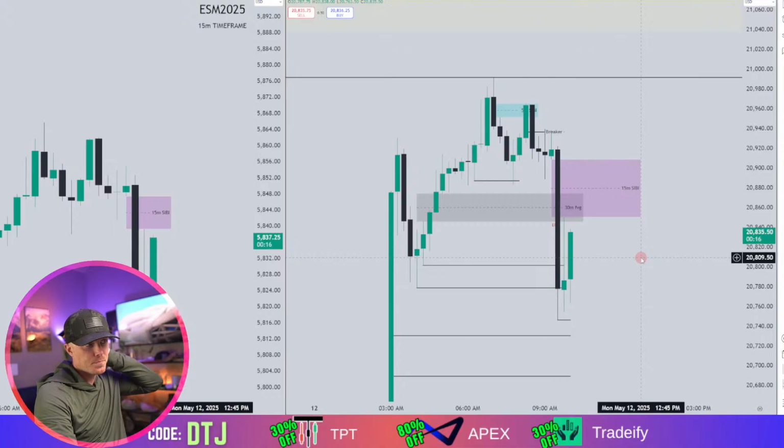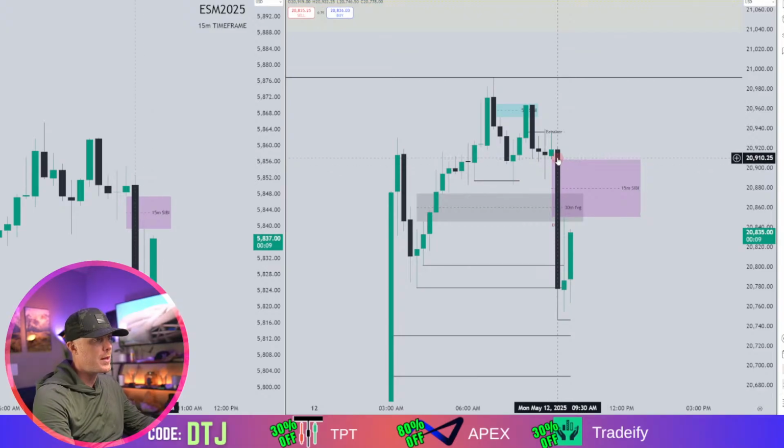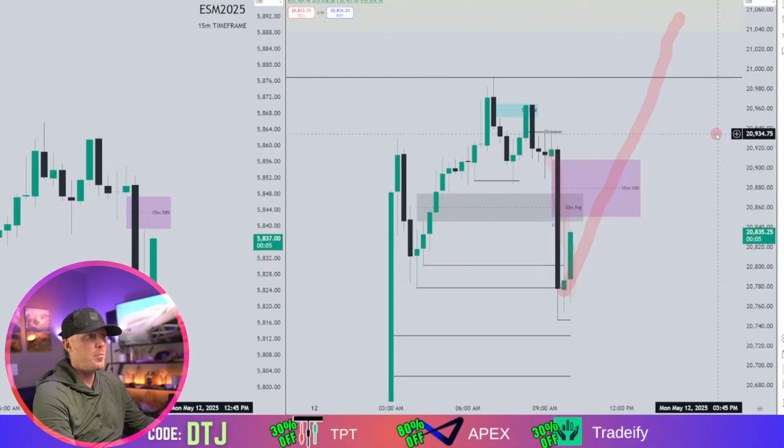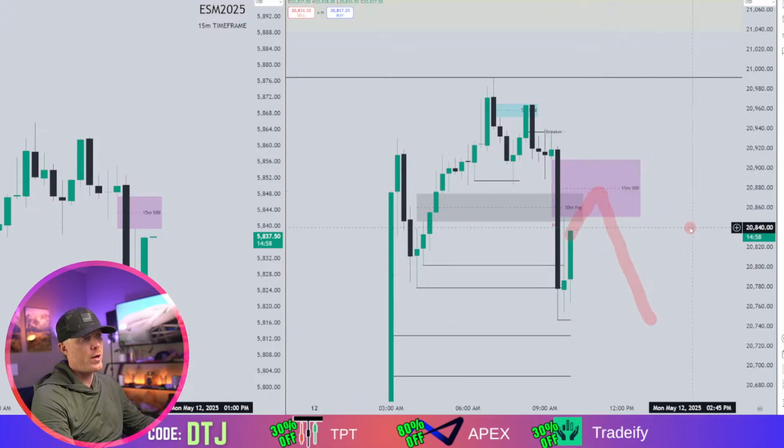I don't need to. Now, some people might think, hey, this was the manipulation leg, and rightfully so. It totally could be that. This was the manipulation leg, now we're going to get our expansion. That could be, absolutely. That's why I'm going to be very careful and look for confirmation that we're going to displace lower.